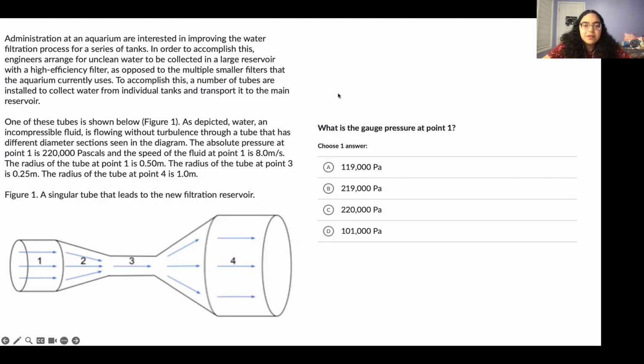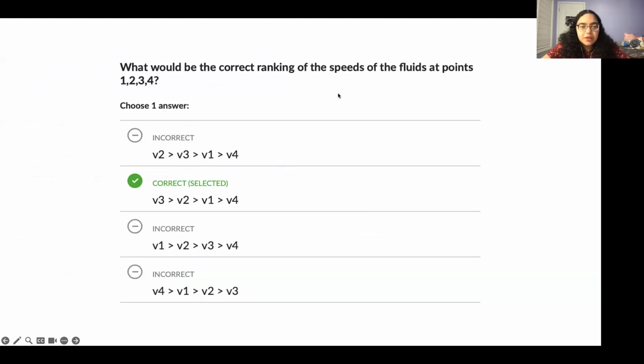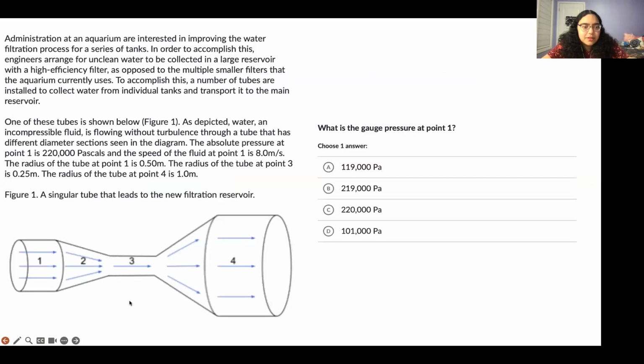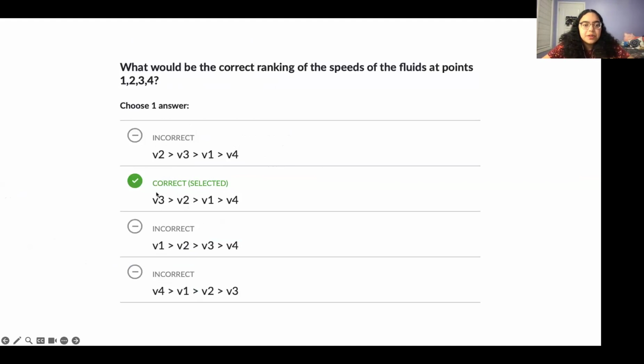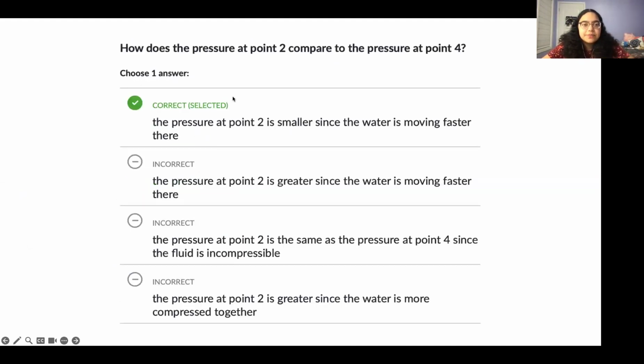Okay, getting into this one. So the correct ranking would be V3 being the greatest, then 2, 1, 4. One of the tricks, if you notice, is that the first one is different for all of them. So really all you need to do is figure out the first one. Thinking about where the velocity would be the highest, it's where the area is the lowest. It's that continuity equation, right? A1V1 is equal to A2V2 equal to A3V3. Where that cross-sectional area is lowest, velocity is the highest, and that would be 3. That is the narrowest part. So just knowing that 3 will be the highest velocity is enough to pick that choice.